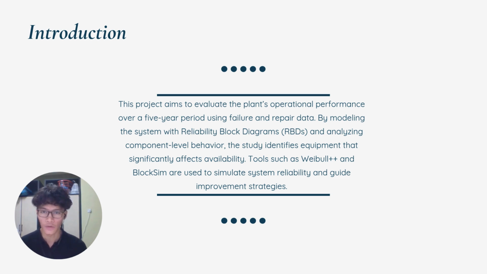Over the past 5 years, the plant has experienced declining performance due to frequent equipment failures and extended repair durations, impacting reliability, availability, and maintainability. The study aims to evaluate system performance using historical failure and repair data, identify critical equipment, and propose engineering strategies to achieve a target availability of 99% using Weibull++ and BlockSim for statistical modeling and simulation.